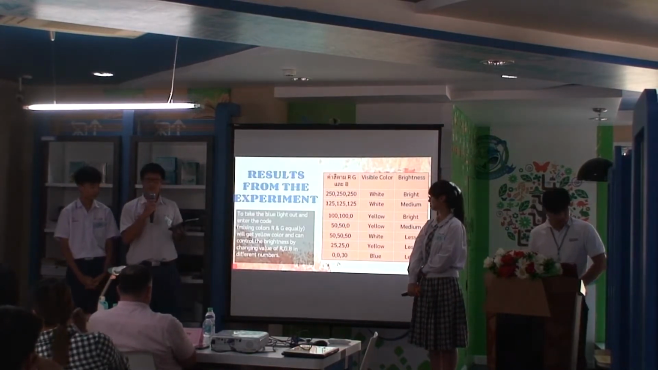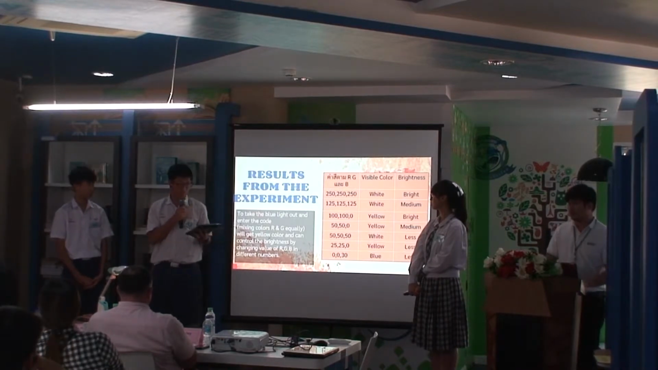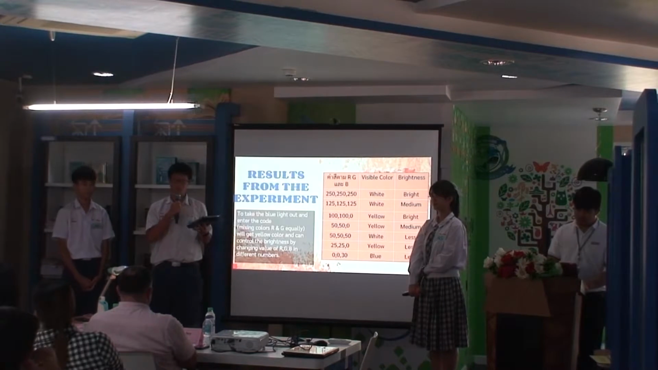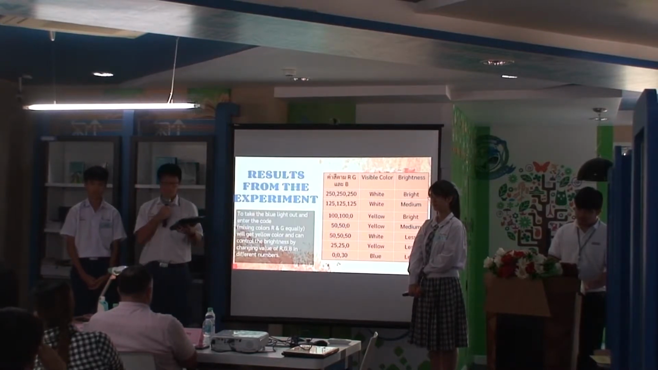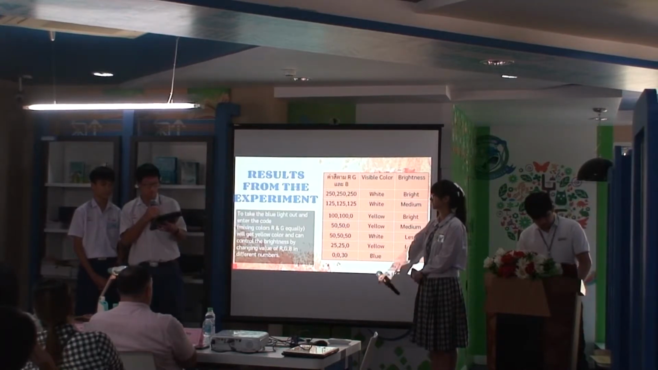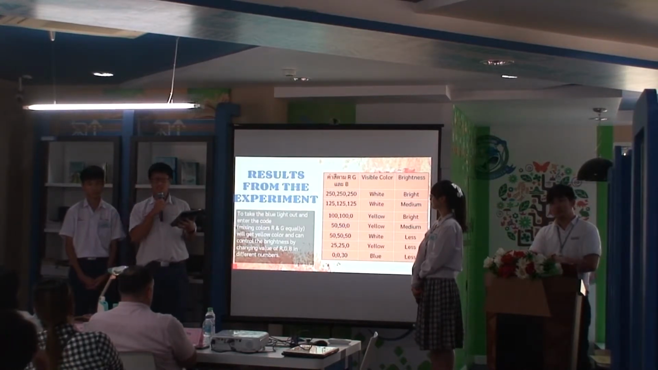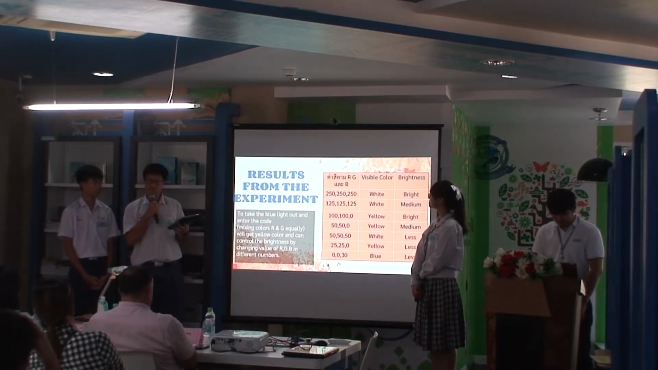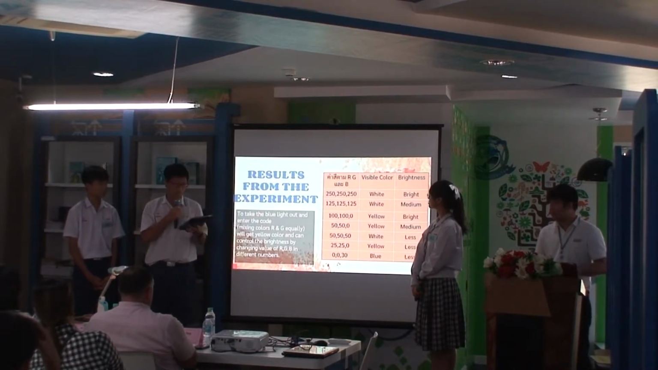In this project, we did 2 experiments. First, it's about the RGB color to the visible light. As you can see from the table, when you take the color blue, which is B, out, the color displays yellow.